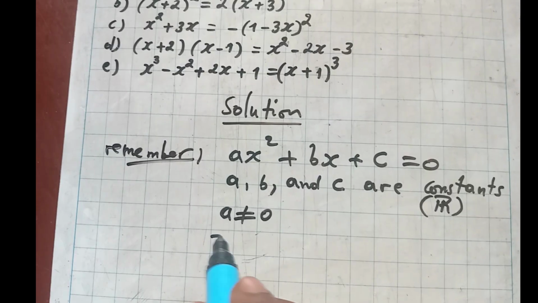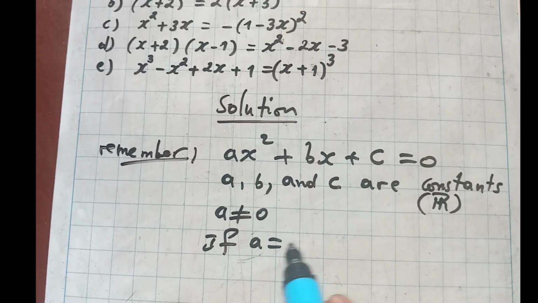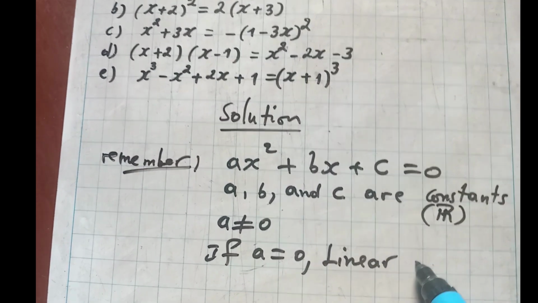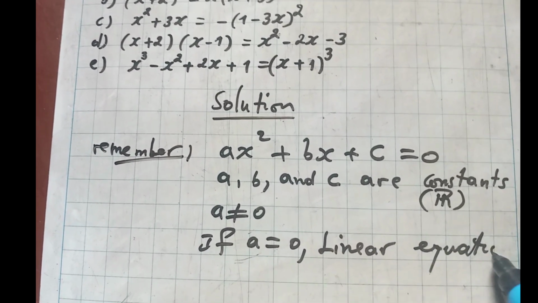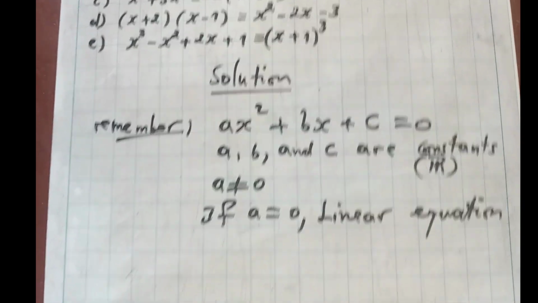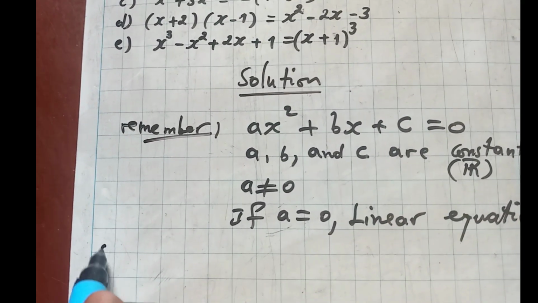If a is equal to 0, this one is called a linear equation, not a quadratic equation. Right, let us start by A now.